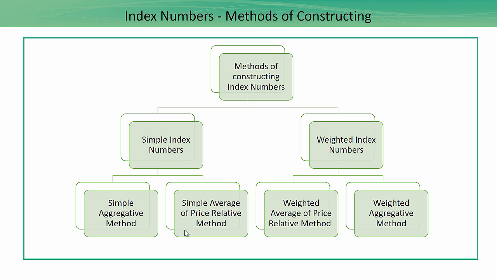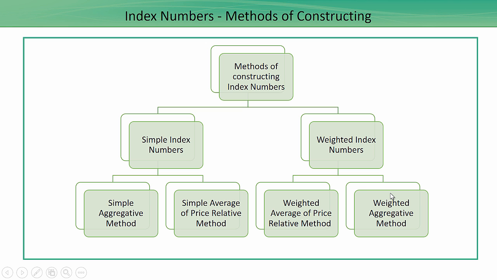Okay, whereas when it comes to simple average of price relative method, the average of price relatives is considered while computing the index number. Now when it comes to weighted index numbers, as the name implies, here different items would be given different weightage depending on the relative importance in that particular index number. So for example, if I'm calculating the CPI or the WPI, because oil, or what we popularly call petrol, has higher importance, it would be given higher weightage.